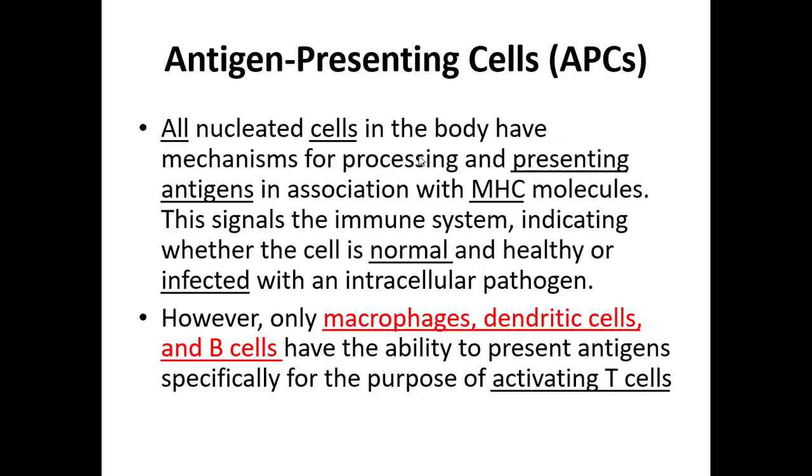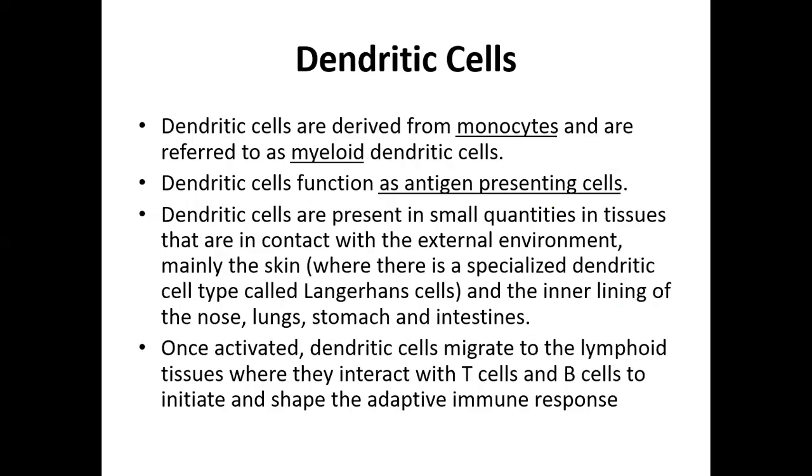Okay, antigen presenting cells or nucleated cells in the body have a mechanism for processing and presenting antigen in association with MHC molecules. This signals the immune system and indicates whether the cell is normal and healthy or infected with an intracellular pathogen. However, only macrophage, dendritic cell, and B cell have the ability to present antigens specifically for the purpose of activating T cell, T helper, I mean, to create the adaptive immune system. So let's discuss each antigen presenting cell.